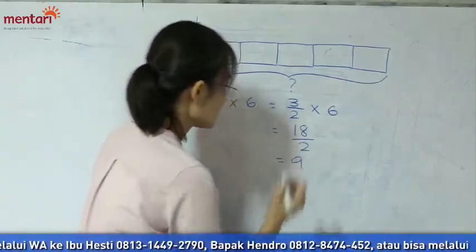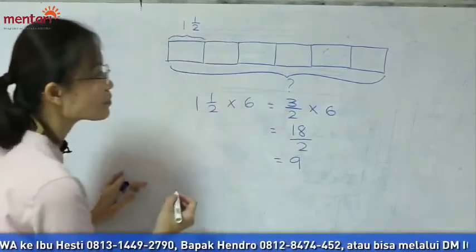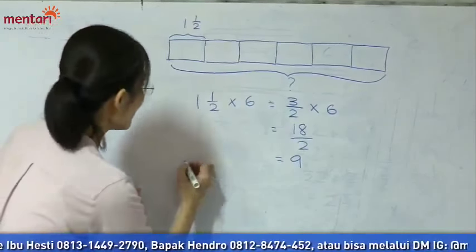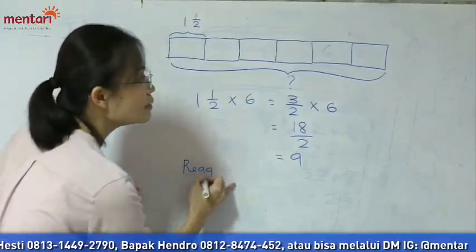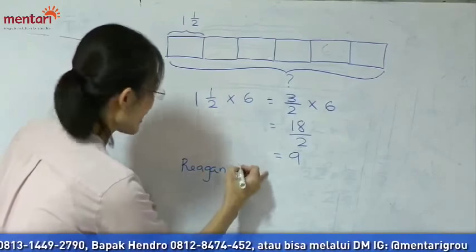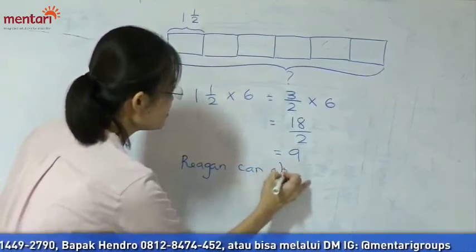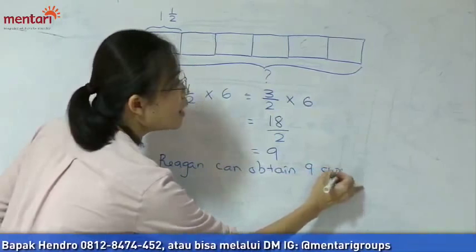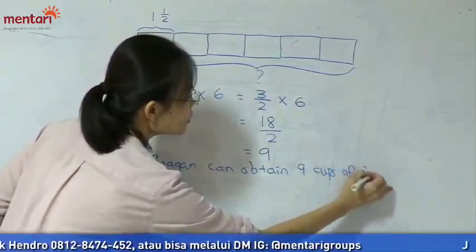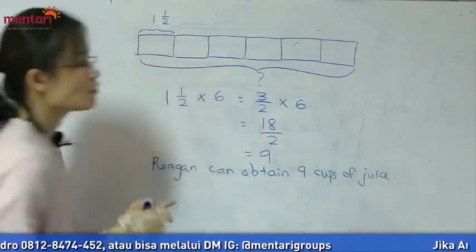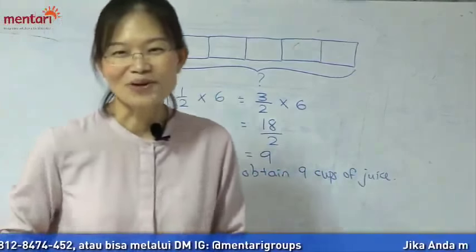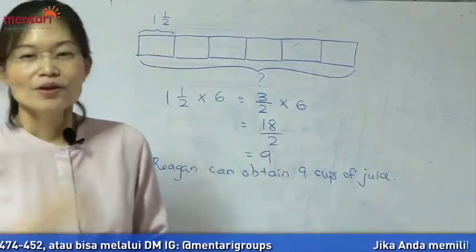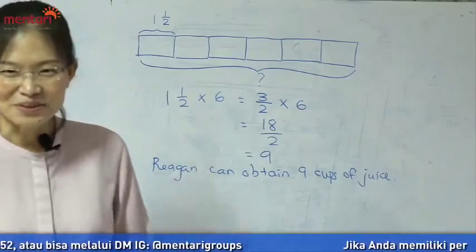All right. So that means Reagan can obtain 9 cups of juice from 6 such coconuts. All right, so far so good.